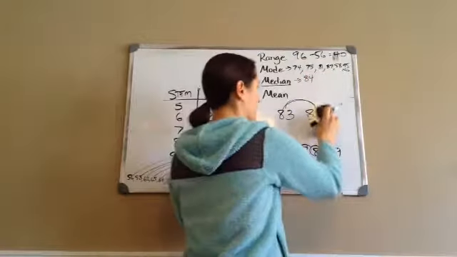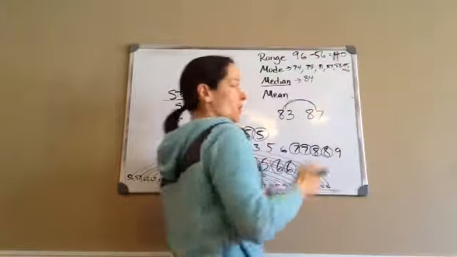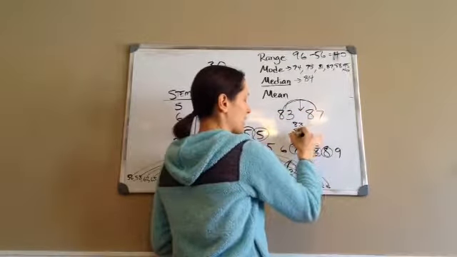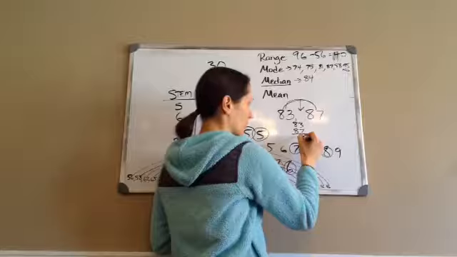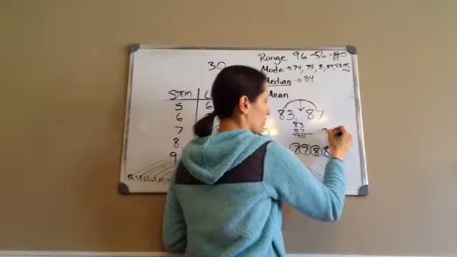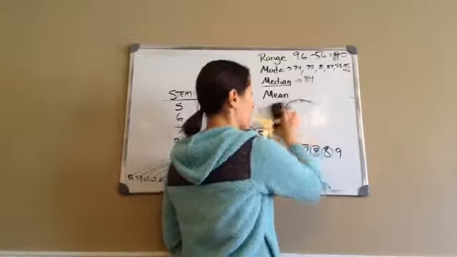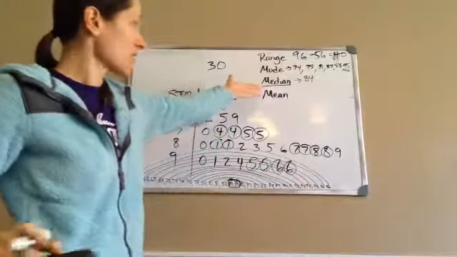Let's say you had 83 and 87. Then what would I do to get the middle number? I would add 83 plus 87, get that answer, and divide it by 2. And then that would give me the middle answer. Okay? Just so you know, just in case. Okay, so then that gives us the median.